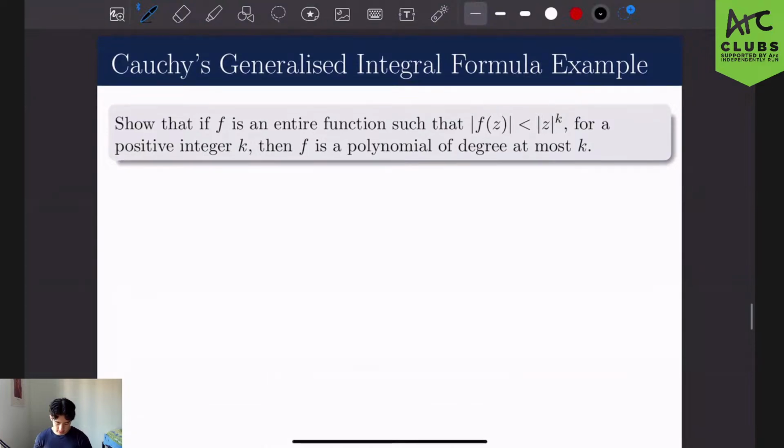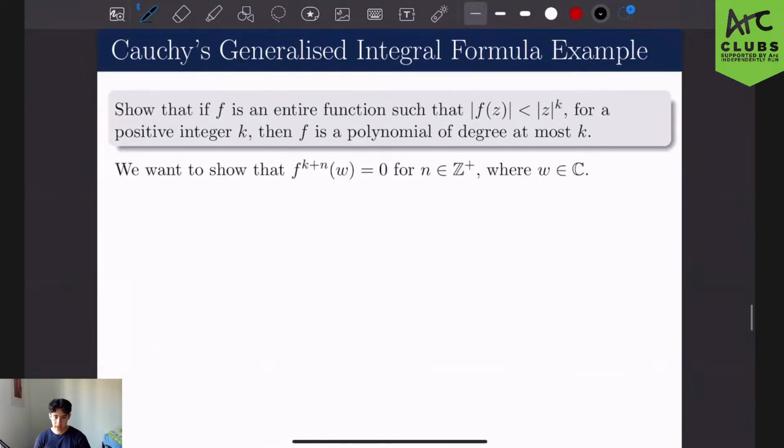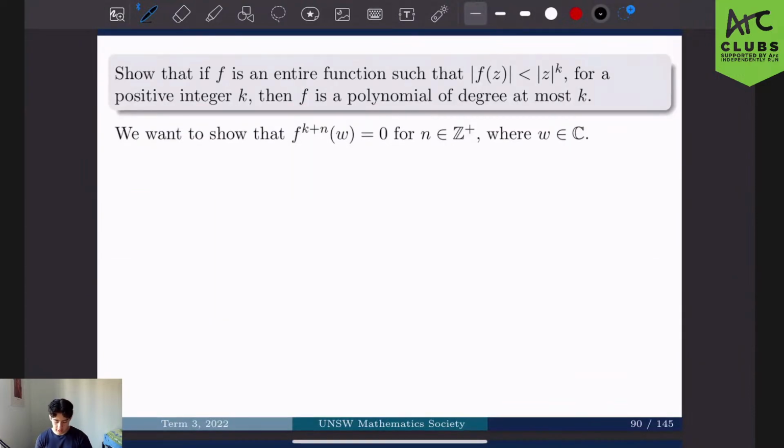Alright, so next example will show that if f is an entire function such that the modulus of f of z is less than the modulus of z to the k, then f is a polynomial of degree at most k. Okay, so basically if f is a polynomial of degree at most k, then if we have any derivatives larger than that, the derivative will just be equal to 0.